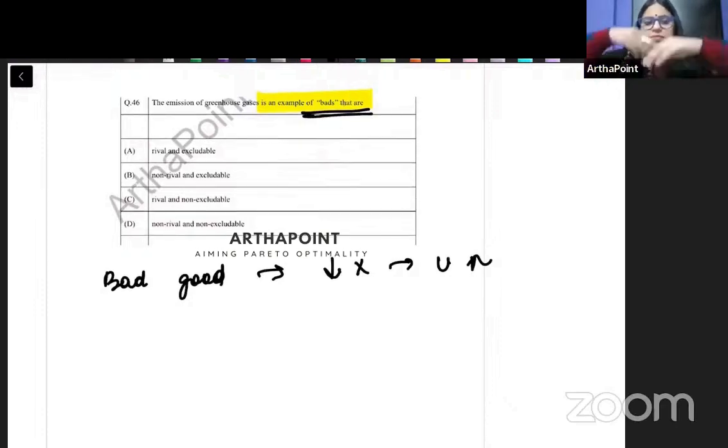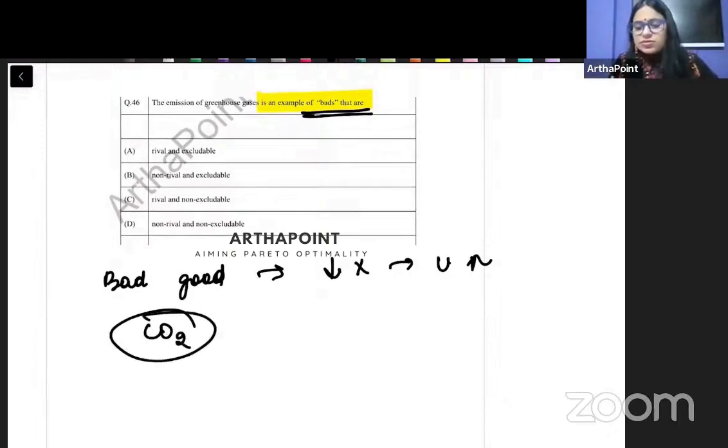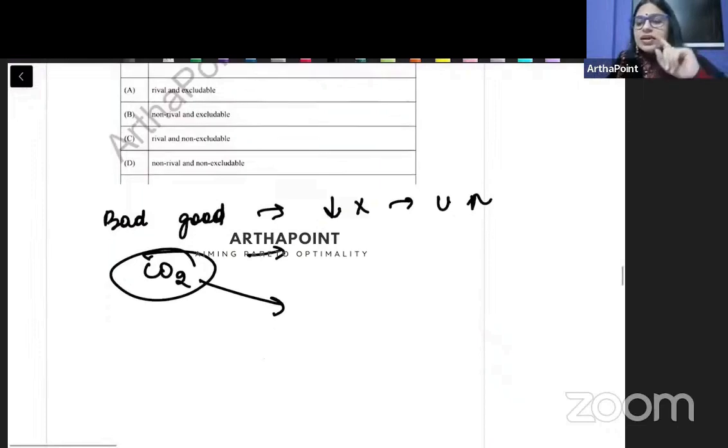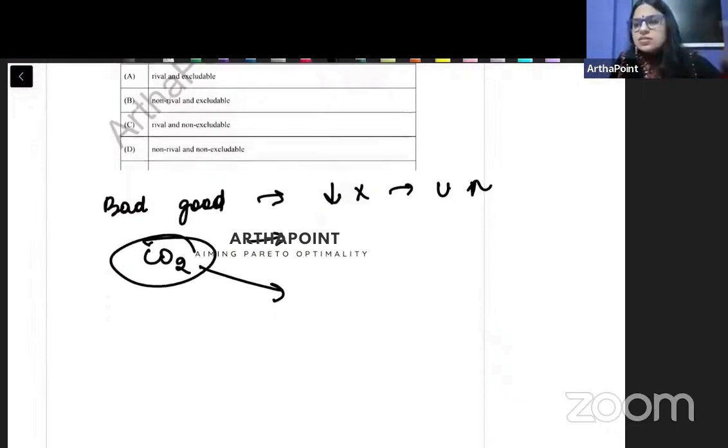Now, it is an example of... So if there is greenhouse gas in the air, suppose there is carbon dioxide in the air, will you take it? Yes. Will I take it? Yes. Will the third person take it? Yes. Everybody will consume the air, right? If there is pollution in Delhi, in Noida, in North India, like today in Noida there is too much pollution, can you exclude anyone from taking that air? No. You will take it, I will take it, everyone will.